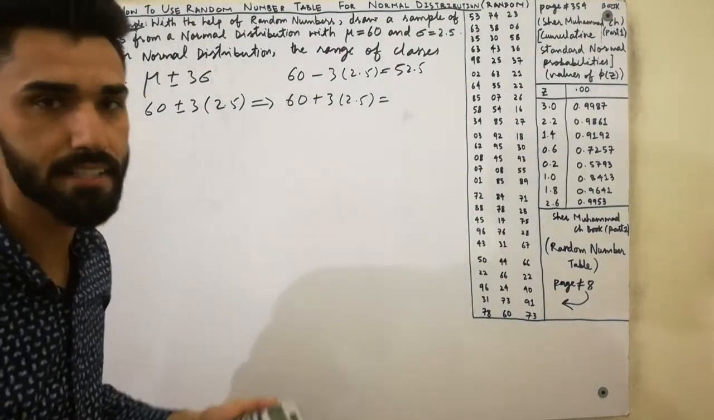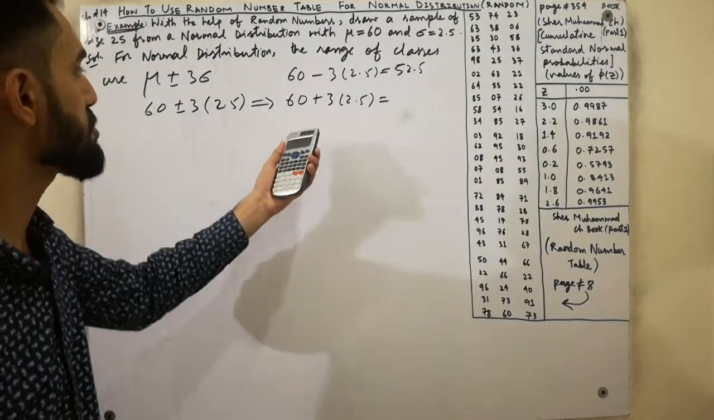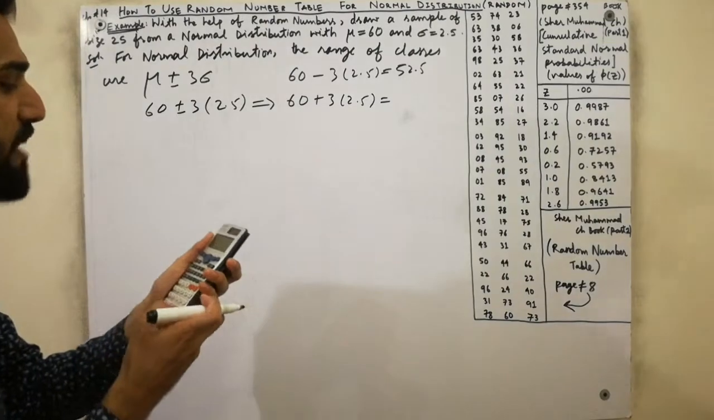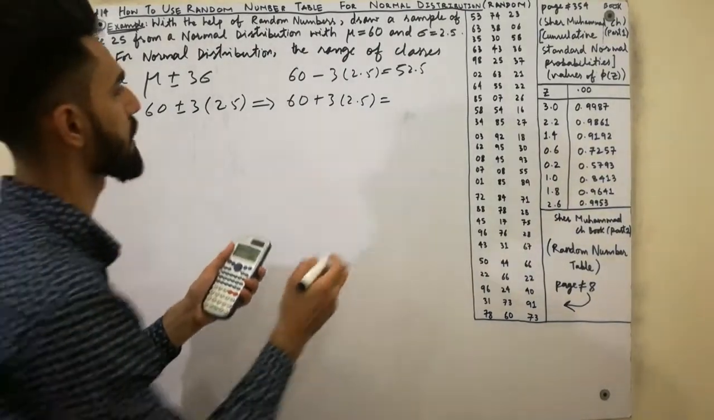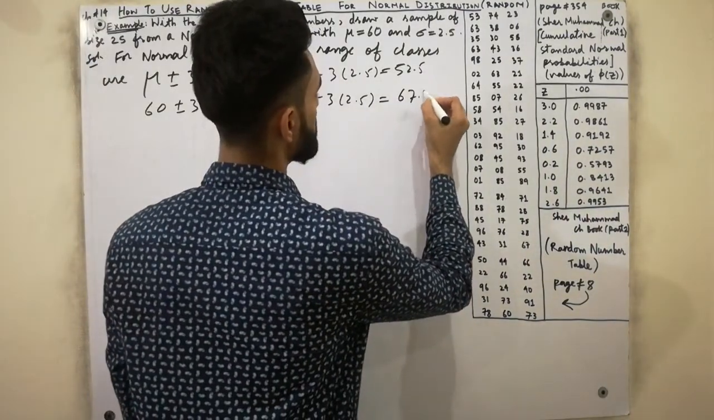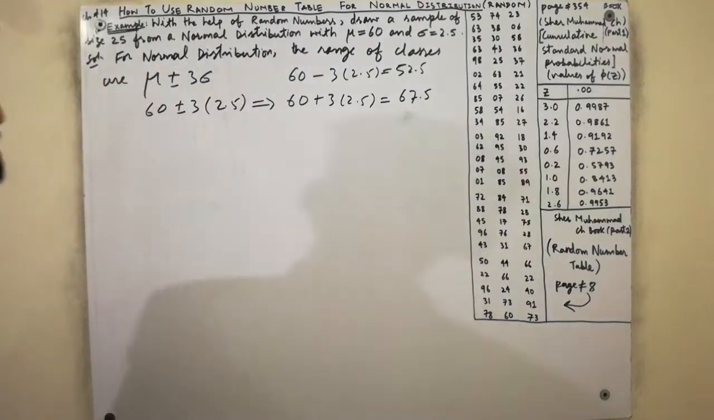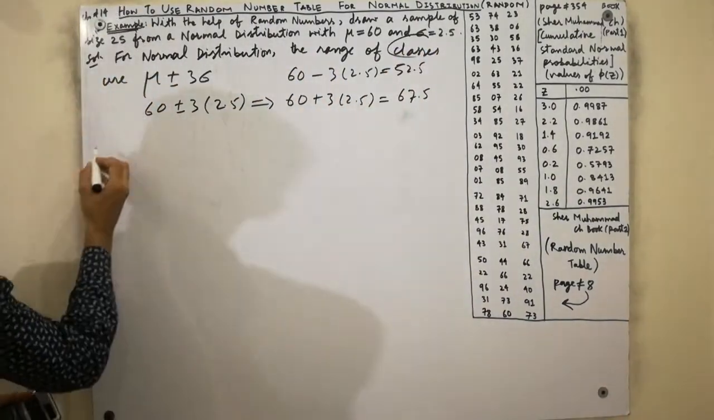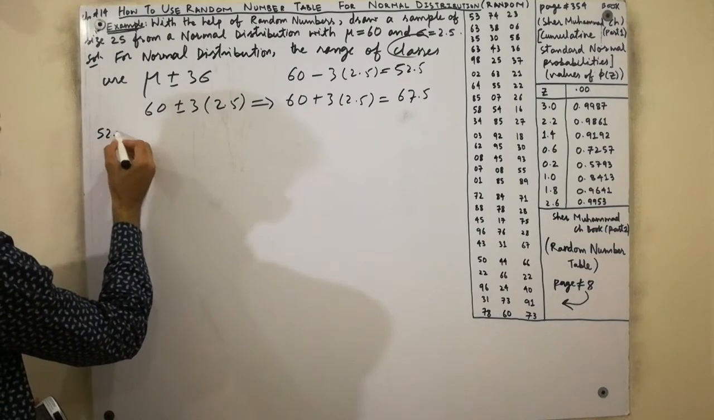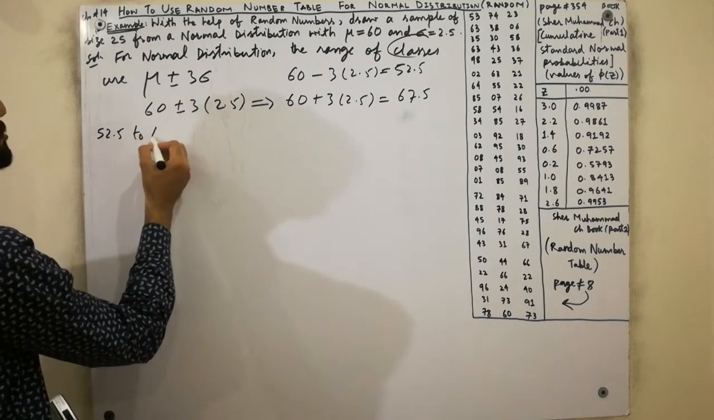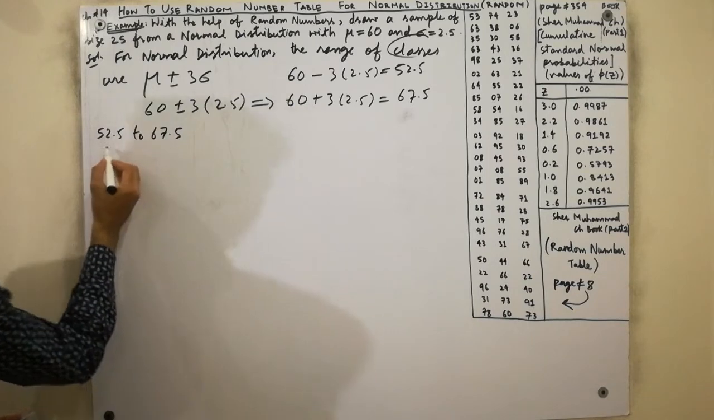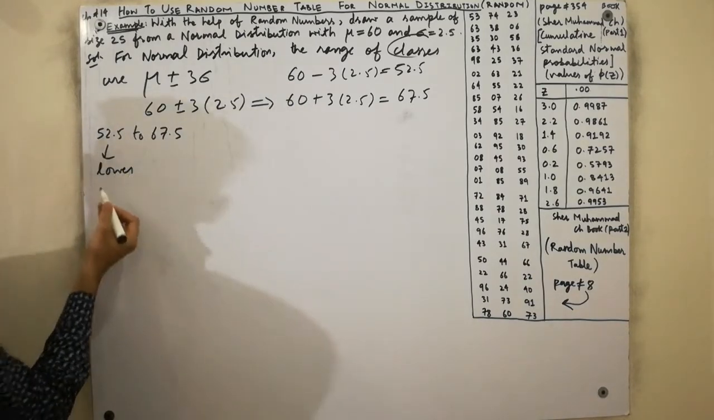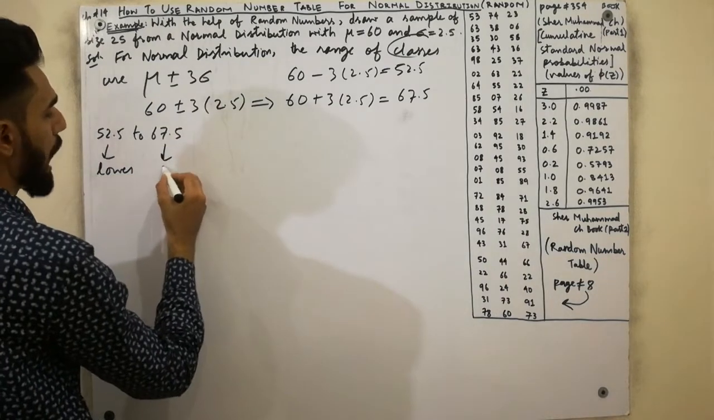Now I'm getting the intervals for classes. 60 plus 3 multiplied by 2.5, we get the value 67.5. So the concept is clear that the classes will be made from 52.5 to 67.5. That is the lower limit, and then the upper limit.